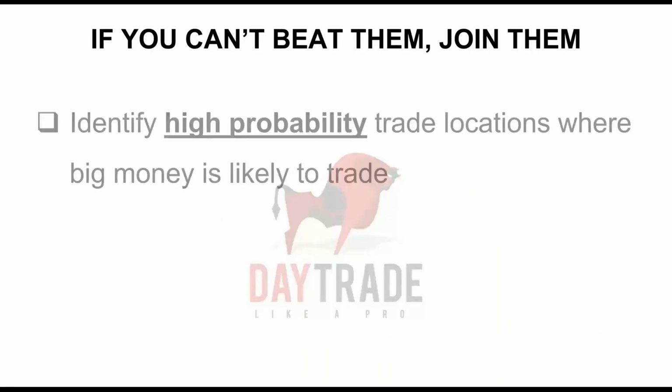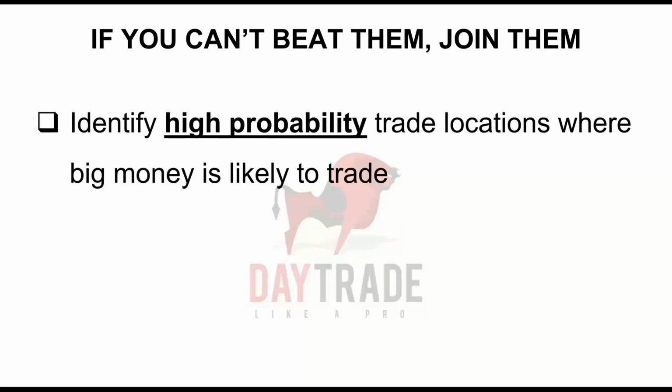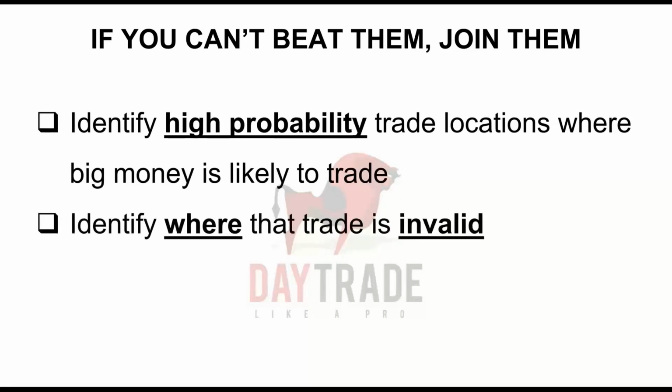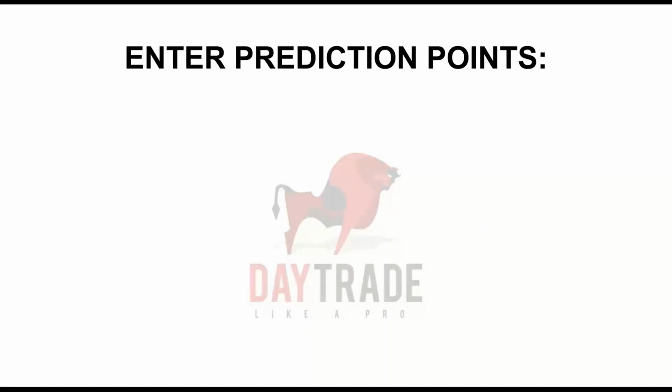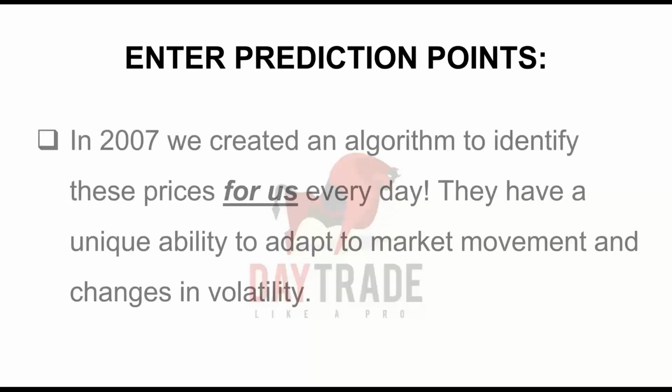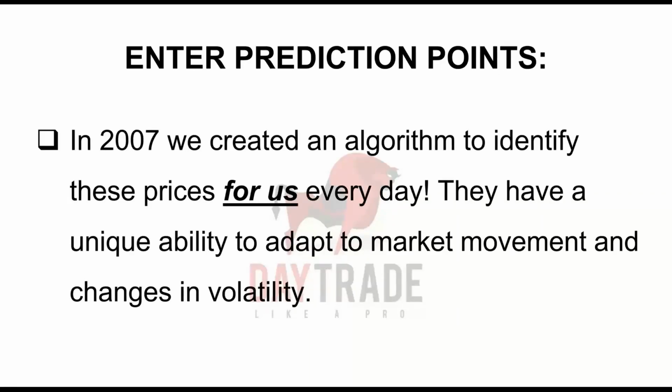So I say if you can't beat them, join them. How do you identify high probability trade locations where the big money is likely to trade, and then identify where that trade's invalid, and then identify the targets of where the big money is going to drive the market? That is the way that it works. So enter prediction points. In 2007, we created this algorithm that would identify these prices for us.